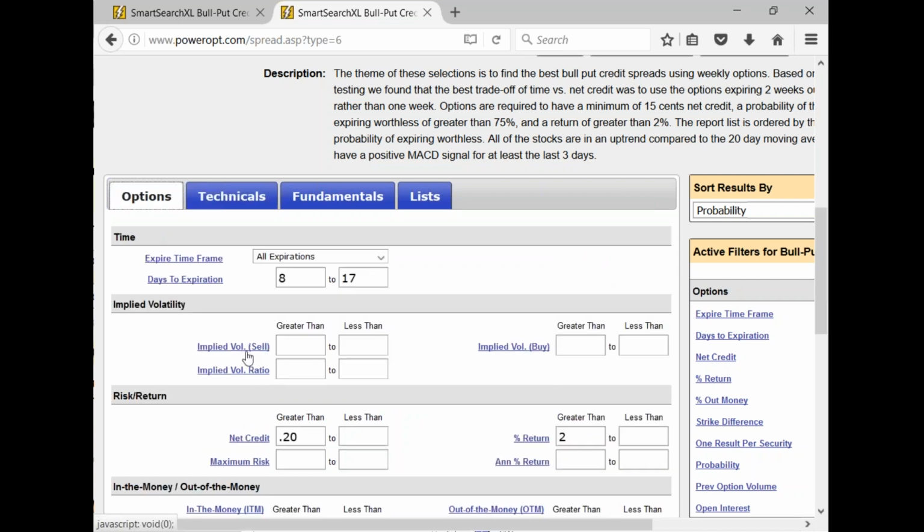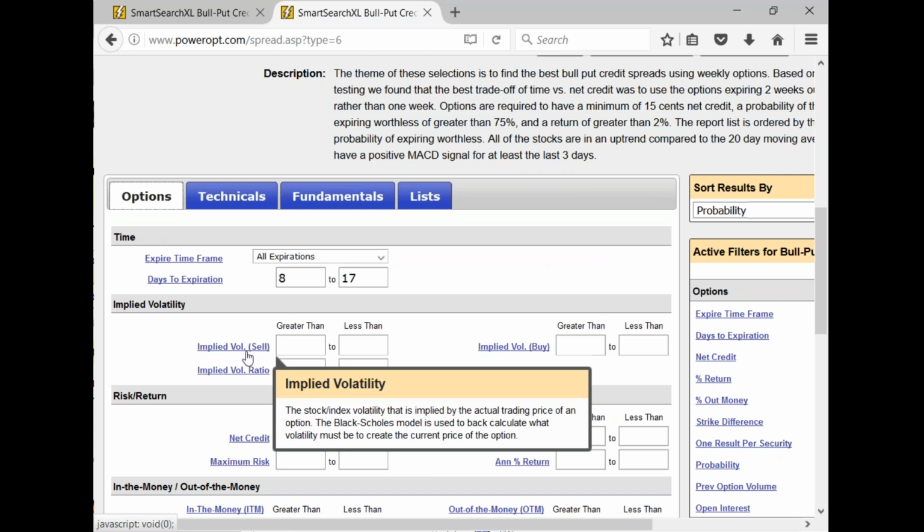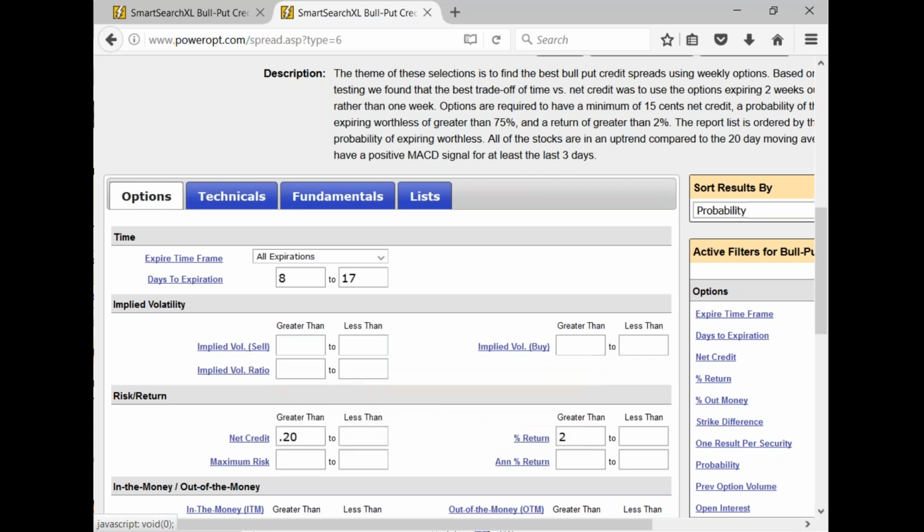Now, the option volatility is the number that implies why the option is priced below or above, okay? So if you have what's called an IV-HV ratio, which you can screen for on Power Options, IV over HV, the implied volatility over the historical volatility ratio. A ratio of greater than 1 means the implied volatility is greater than the stock volatility, meaning the option might be overpriced.